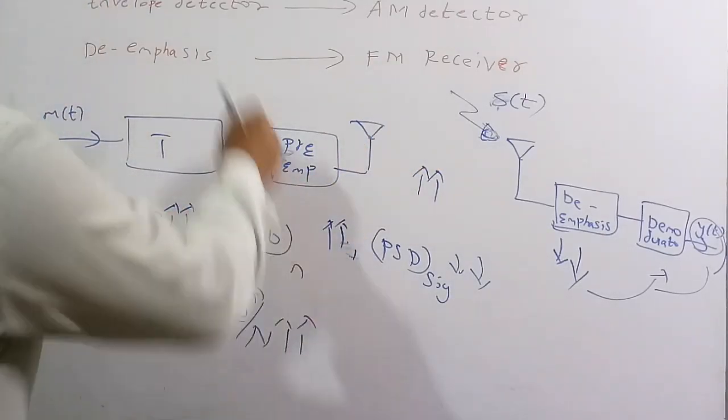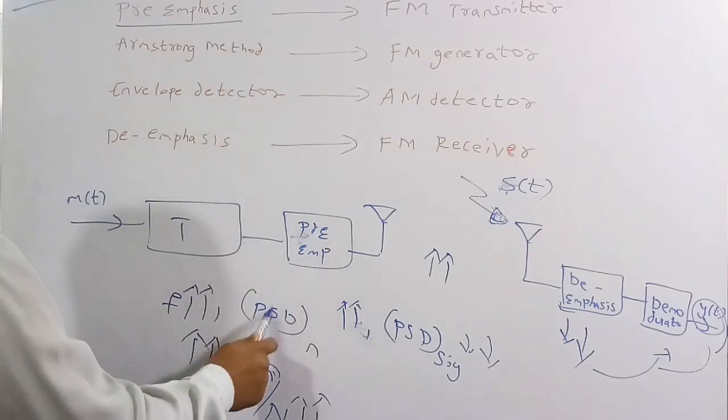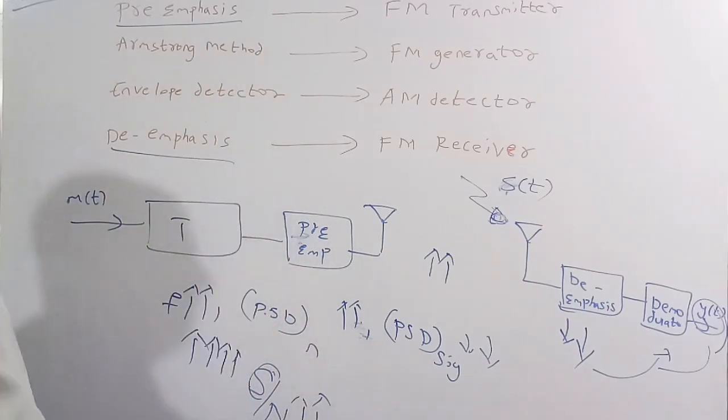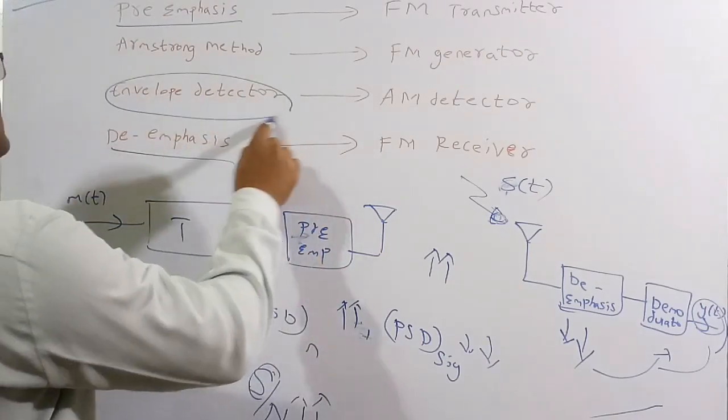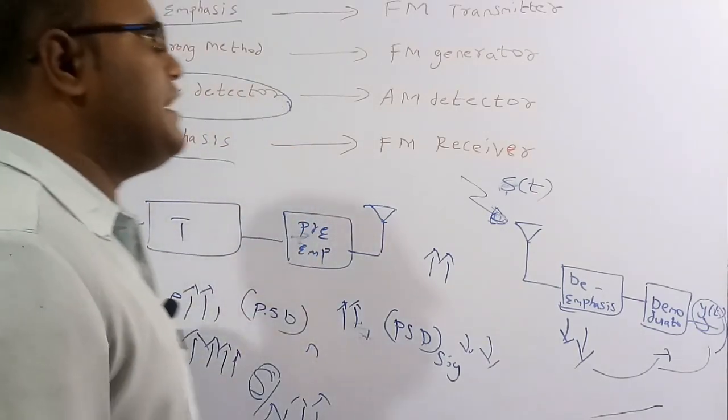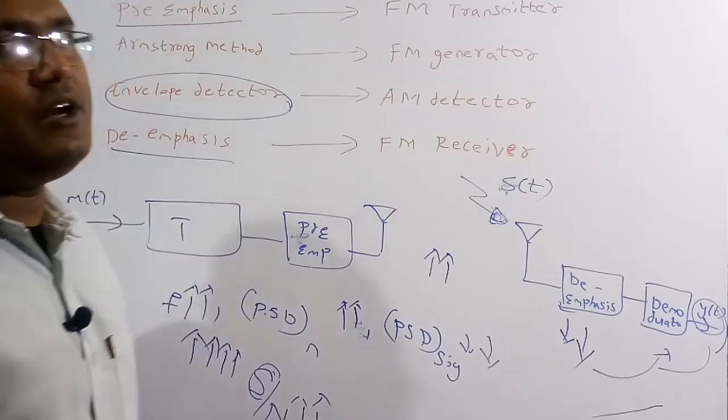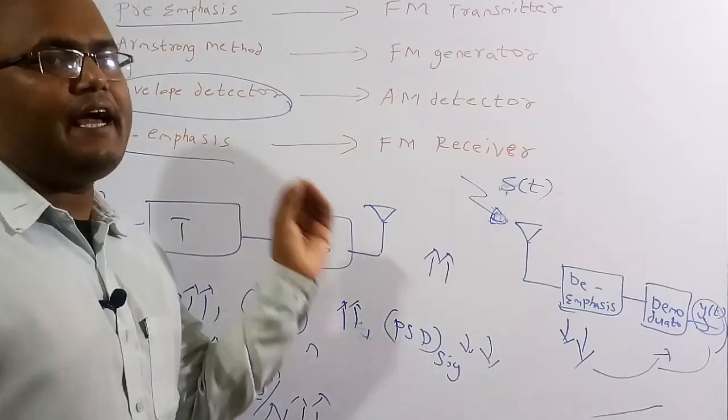So we can say the pre-emphasis circuit is kept at the FM transmitter and the de-emphasis circuit is kept at the FM receiver. Similarly, the envelope detector makes an AM detector, because we have already told you that in the demodulation technique we use the envelope detector.